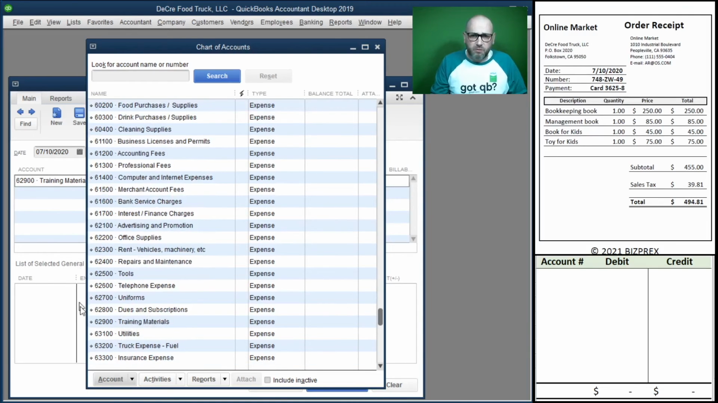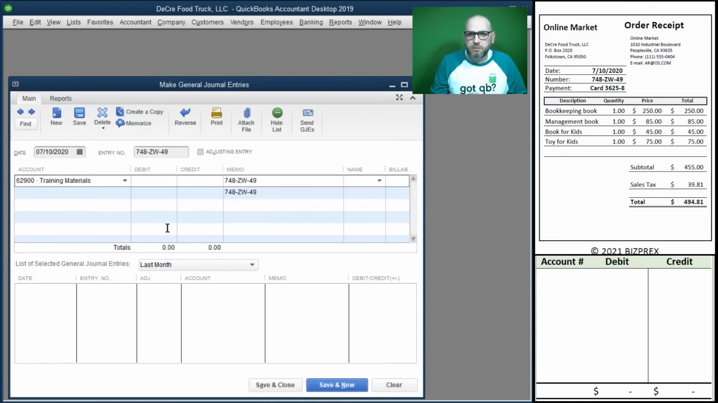The cool part about using numbers is that it's much easier, as you've noticed, to have a conversation with an accountant about it. Instead of saying repairs and maintenance, you can send them, essentially a chart of accounts and say 62,500 or 62,400. And it's a much easier way to communicate. And we'll talk about it in future videos, but we just created one. Okay, so we have our training materials.